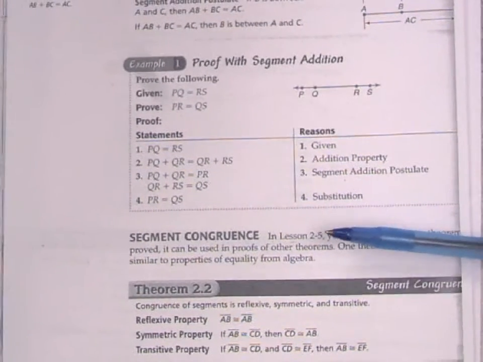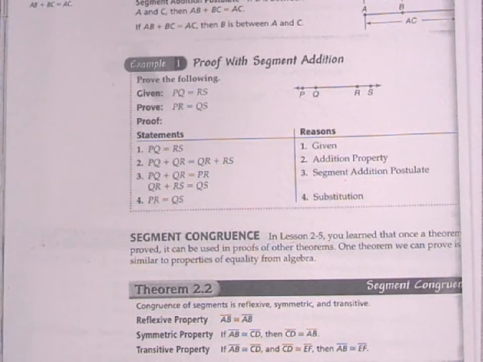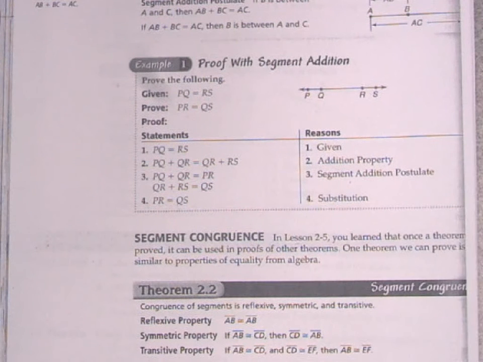I printed this out because I want to write on it. I don't want to write in my book in pen. So you can kind of follow along with this one and put it in your notes, as an example of a segment proof here.